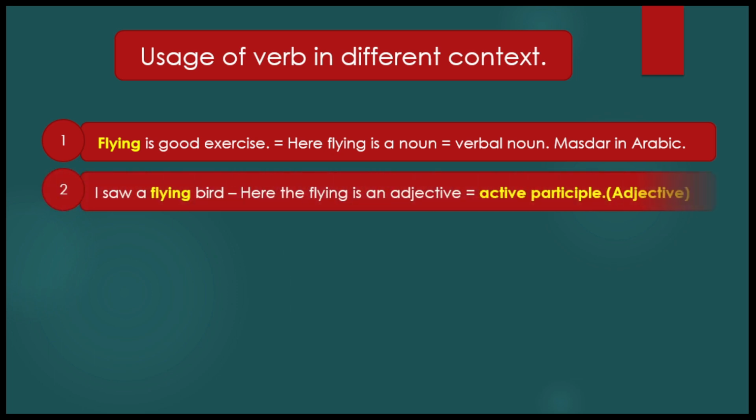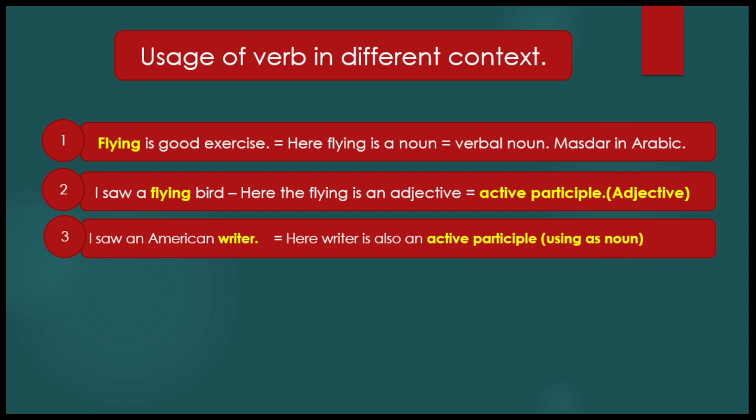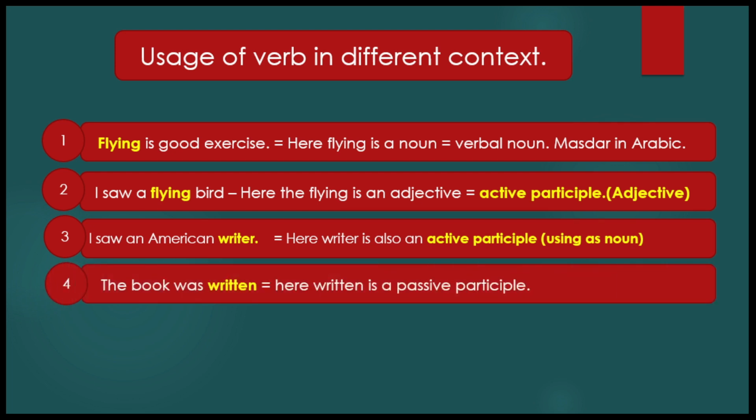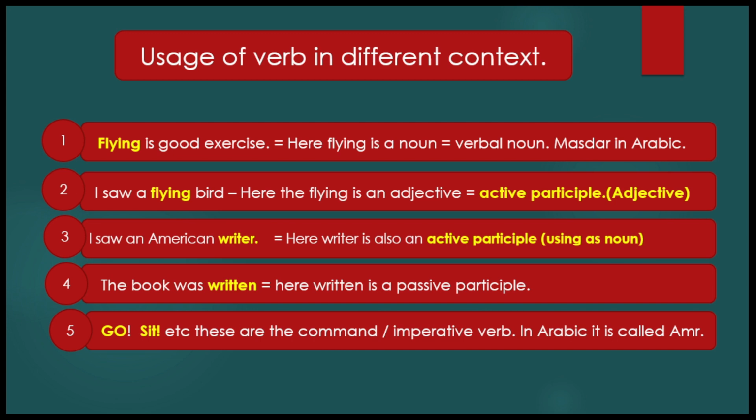Number 2, I saw a flying bird. Here the flying is used as an adjective and it is called active participle. Number 3, I saw an American writer. Here the writer is called active participle as well and it is used as a noun. Number 4, the book was written. Here the written is a passive participle. And number 5, go, see it. It is the command form of verb, also called imperative form of verb. In Arabic, it is called amr.